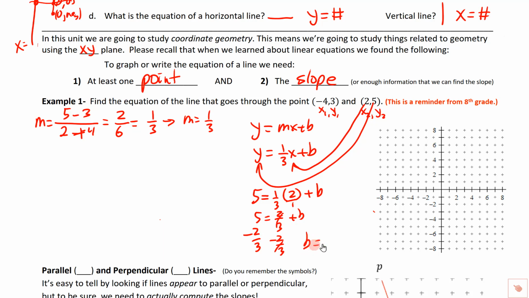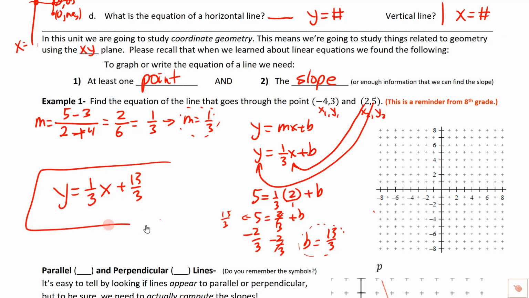Now, if you need to type that into a calculator, you're welcome to. If we write that in thirds, this is 15/3. And then we're going to subtract 2/3. So that's going to be 13/3. So we got the slope from that formula right there, and then we got the y-intercept by plugging it into the slope-intercept form of the equation. So here it is. Y equals 1/3 x. We knew that for sure already. That was pretty quick. And then we figured out that the y-intercept was 13/3. So this is the answer.